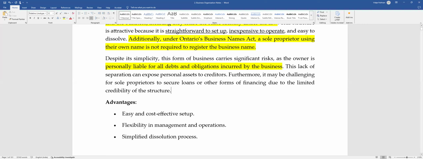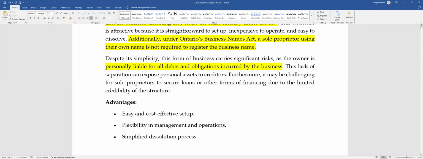This lack of separation can expose personal assets to creditors. So when for his business, if he's taking some money from the creditors, bank or something, then they can impound his personal assets like his car, his house or anything, which is very risky.